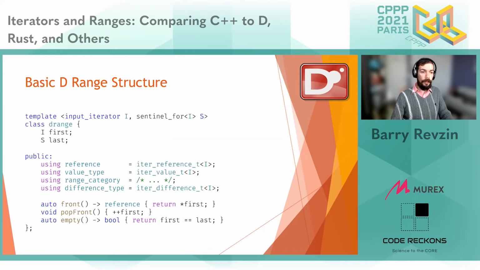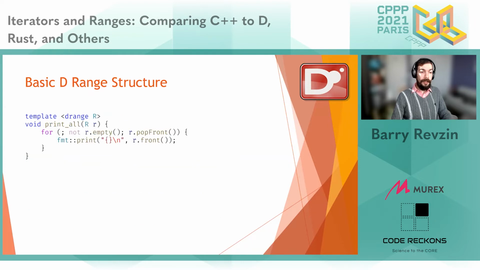To help illustrate how this model works, we can easily construct a D range out of a C++ iterator pair, even if it's just an input iterator. And we can do that by having front dereference the iterator. That's what reading does. Pop front increments the iterator. There's our advance. And empty is our done check, and that checks first equals last. So these operations map pretty cleanly.